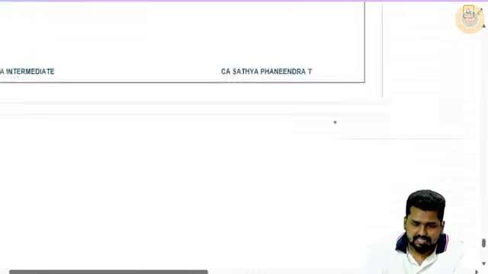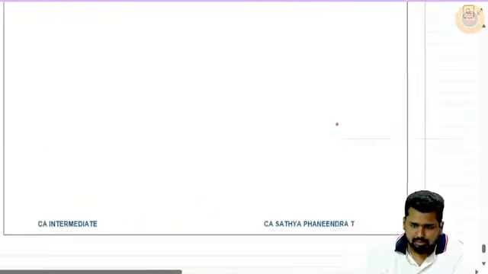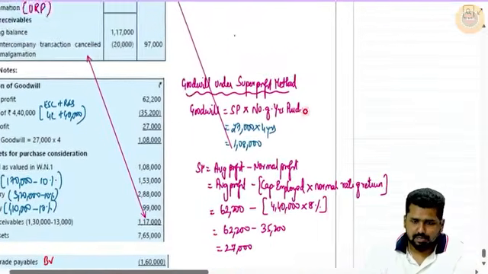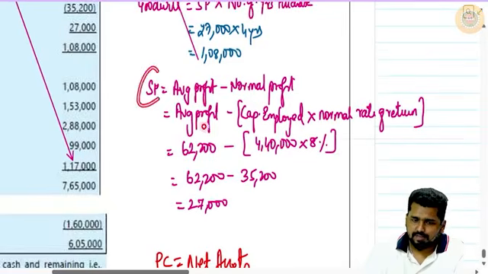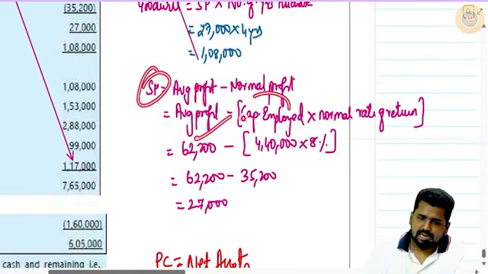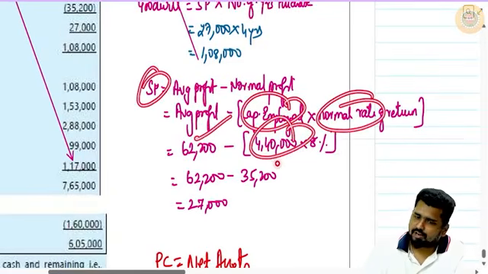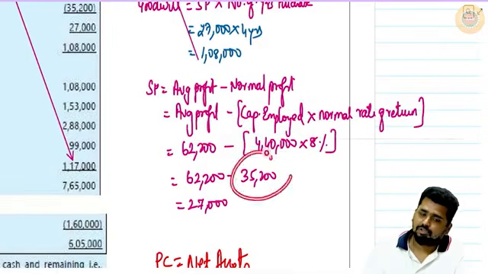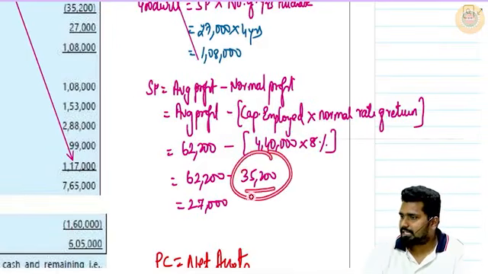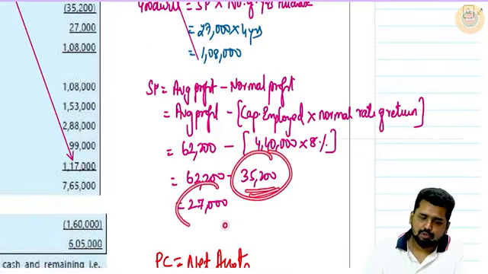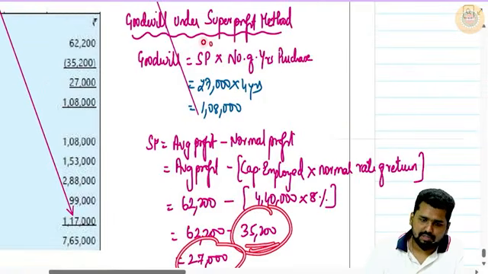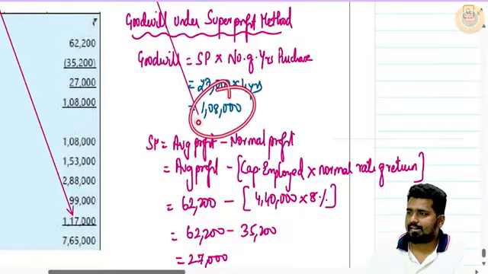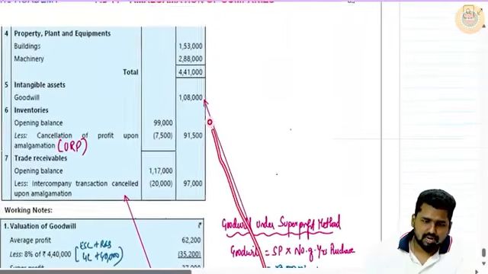So we'll check the answer. Listen to me. Average profit is 62,200. Normal profit is capital employed into 8%, so 440 into 8%. Capital employed is capital plus reserves and surplus. Clear? So 440 into 8% is how much? 32,500. So super profit is 27. Goodwill is equal to super profit into number of years. Here they have given 4 years. Therefore goodwill is how much? 1,08,000.